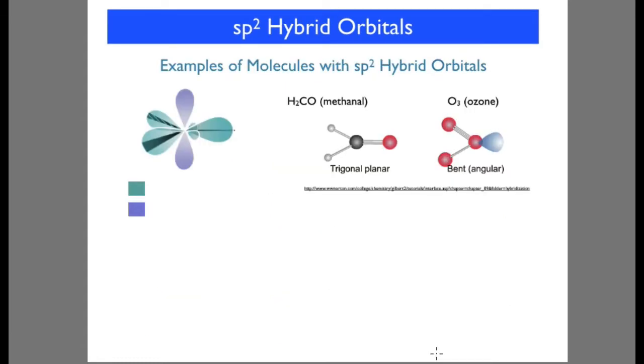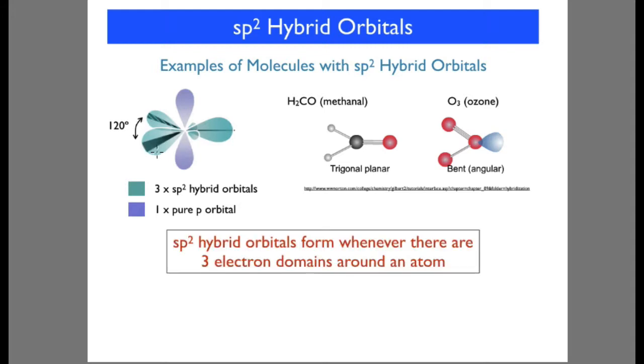Examples with sp2 hybrid orbitals, you've got methanol and ozone. You can see here in green we've got 3 sp2 hybrid orbitals, and we've got the 1 pure p orbital in purple. There's a 120 bond angle between the sp2 hybrid orbitals. And the sp2 hybrid orbitals form whenever there are 3 electron domains around an atom.